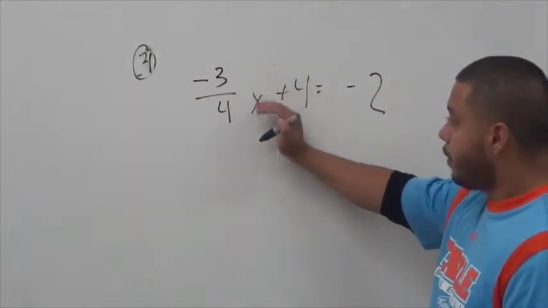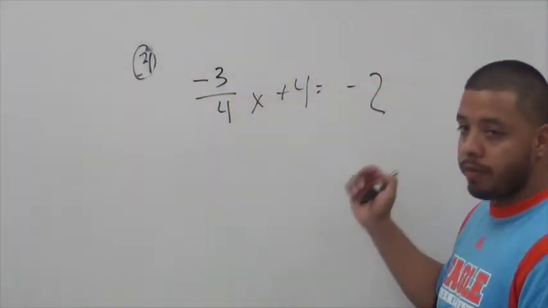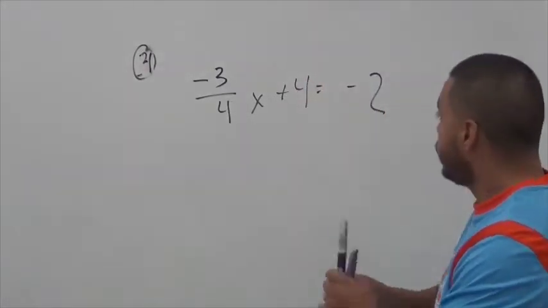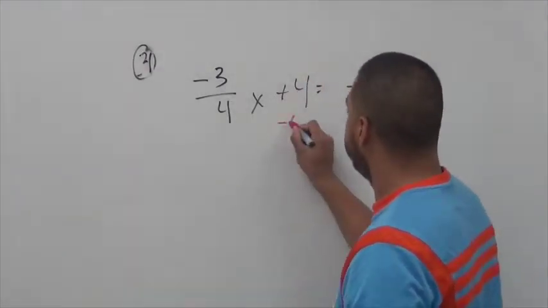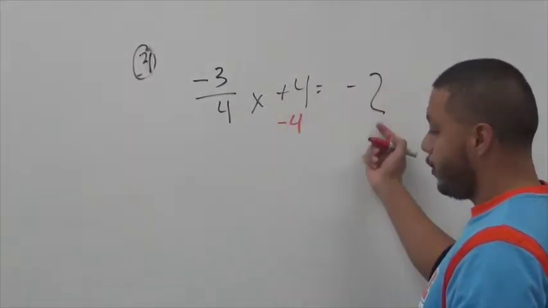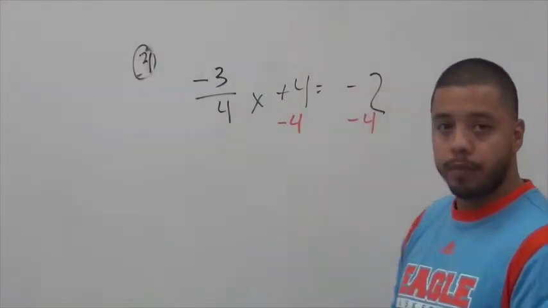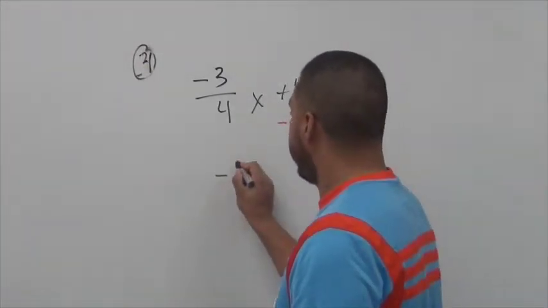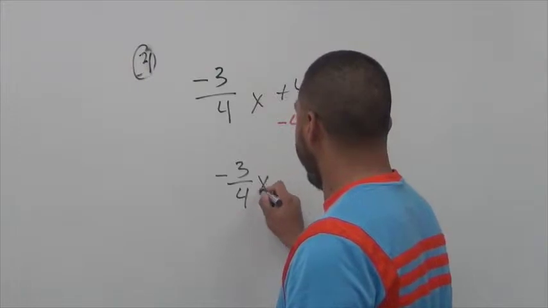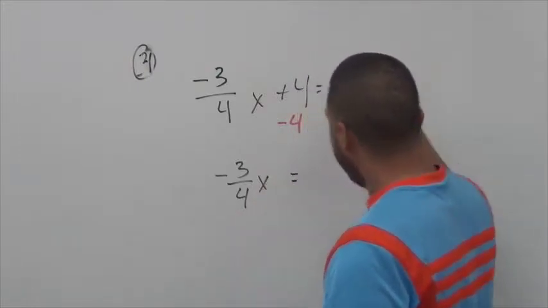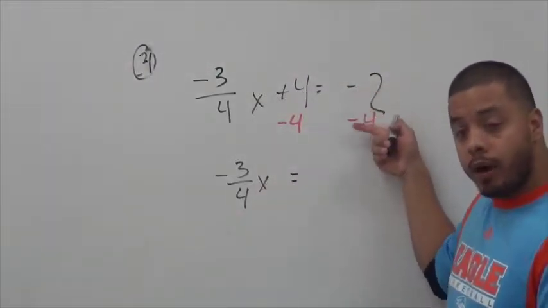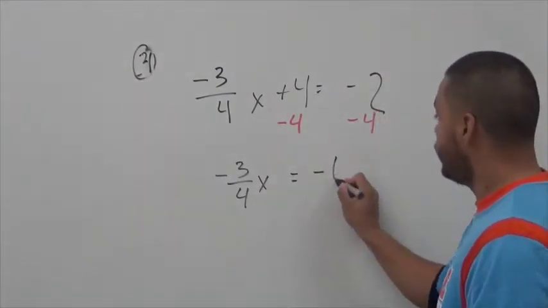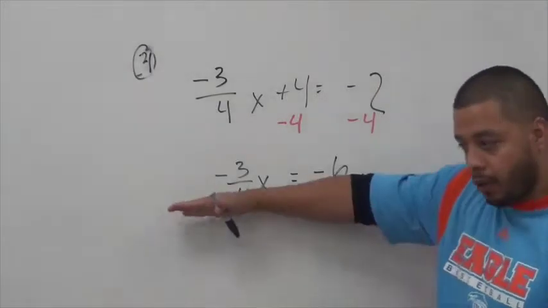You know this part. What do I got to do to the 4 to separate it from the x? Minus 4. So then I go minus 4 here. Whatever I do to one side, I do to the other, right? Minus 4 here. So, I'm left with negative 3/4 x equals, what? If you have 2 negatives and you add 4 more negatives, what do you have? Negative 6. Okay. Everybody good here, right?